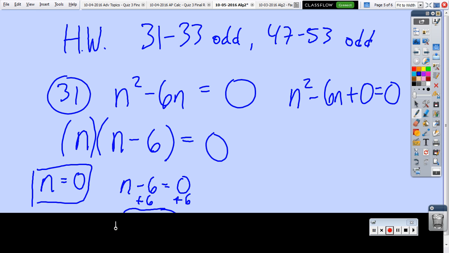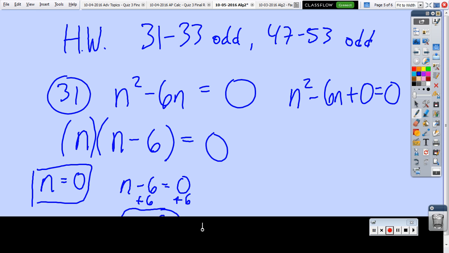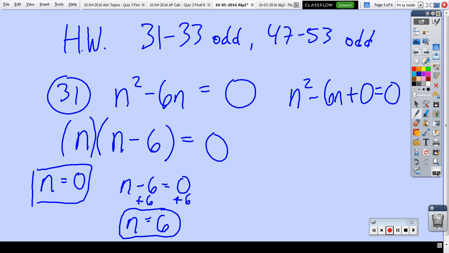Okay, so we got 1 here, the other one we said equal to 0, add 6 to each side, n equals 6.